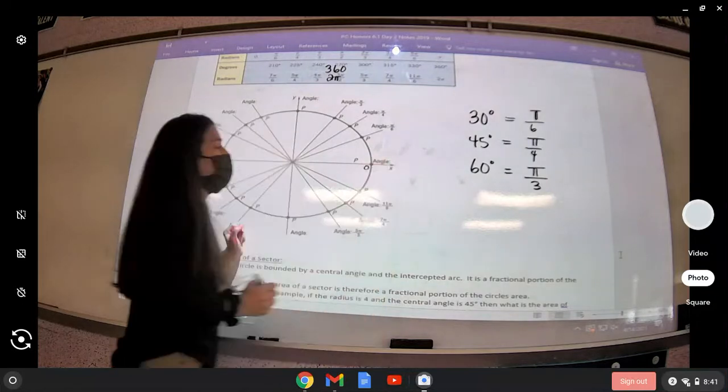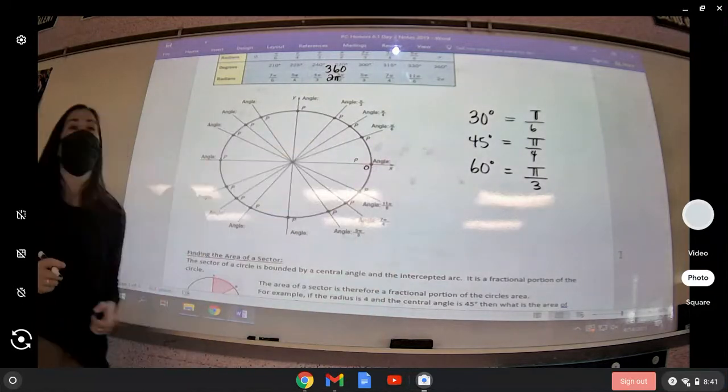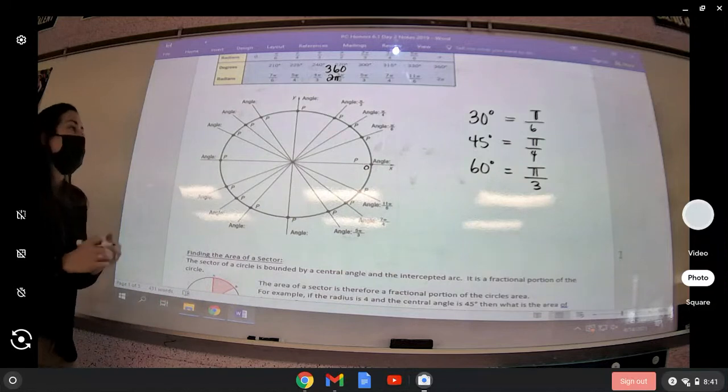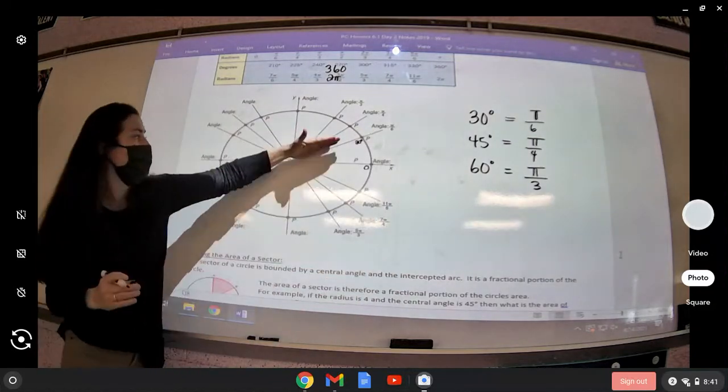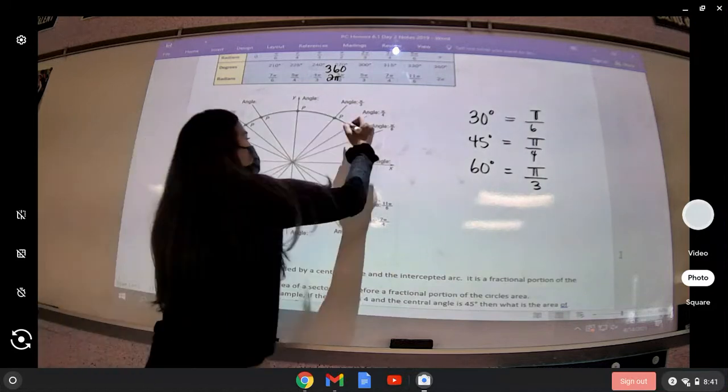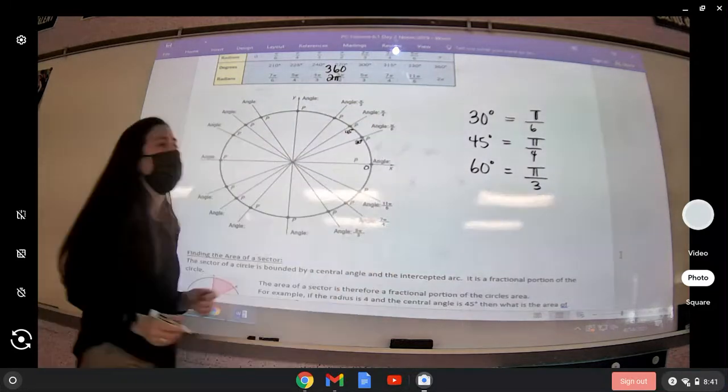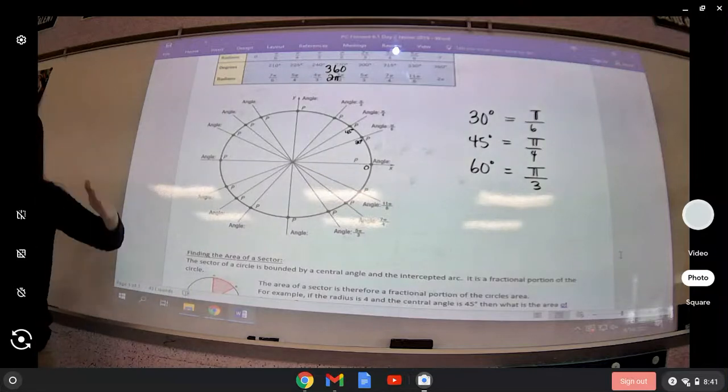So here is 0 degrees, right on the positive x-axis. Then our first special angle would be 30 degrees. That's a 30-degree angle. Then we have our next special angle, which would be 45 degrees. It cuts quadrant 1 right in half.